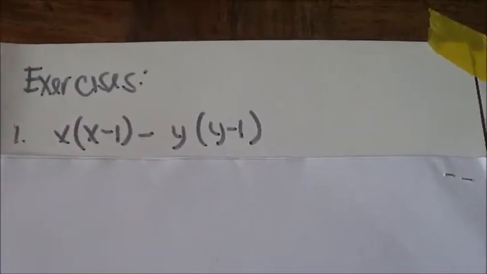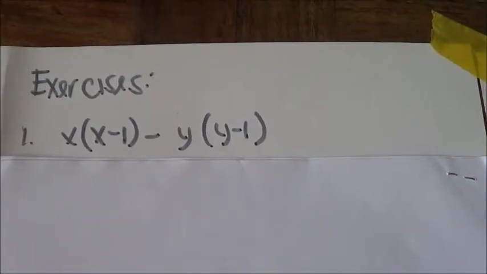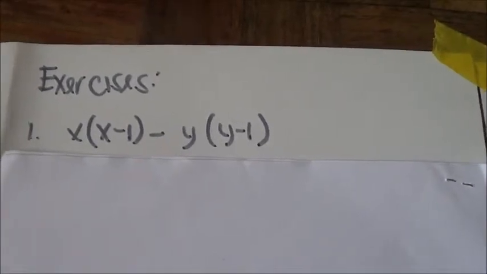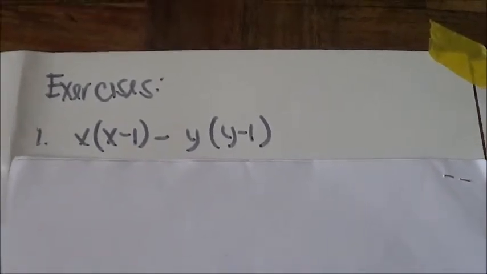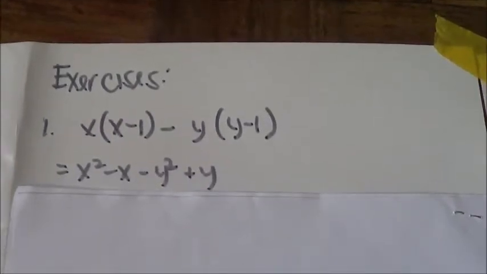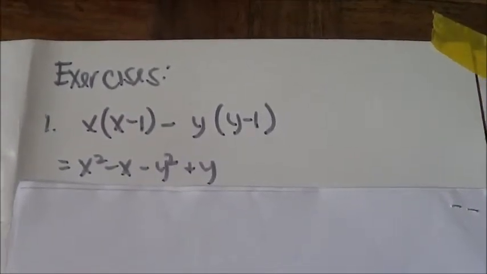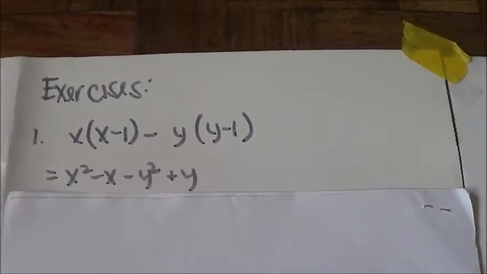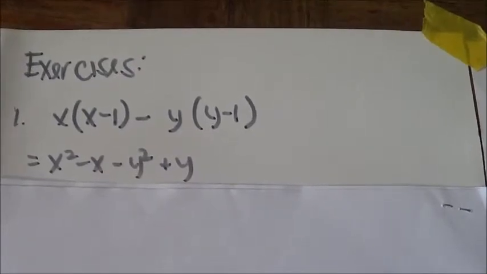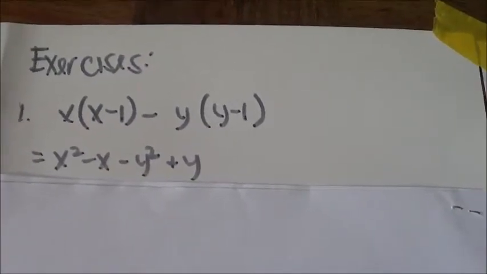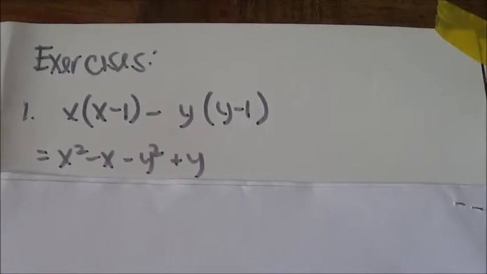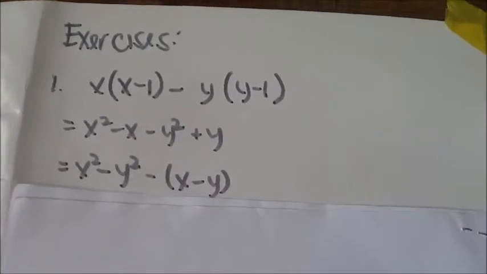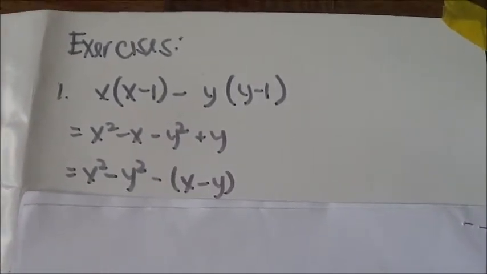Number one, x times the quantity x minus 1 minus y times the quantity y minus 1. To solve this, let us first distribute the outer variables. So we will get x squared minus x minus y squared plus y. From this, we can group terms together to simplify this. As you can see, we can group x squared minus y squared, which is a special product for the difference of two squares.